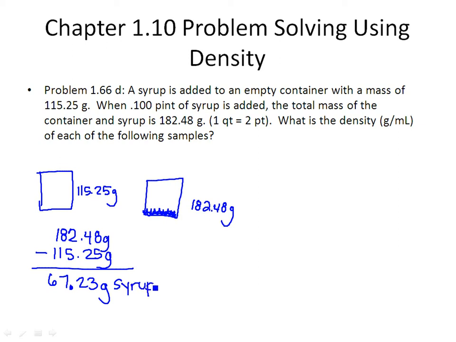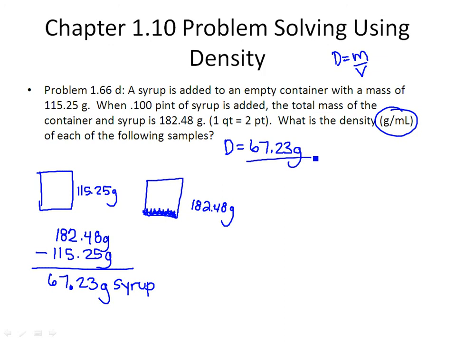So we're using density, just a reminder. Density is equal to mass over volume, and our units have to be in grams per milliliter. Now we're looking for the density of syrup, and we have our mass of syrup, so we can go ahead and plug in 67.23 grams. But we need the volume.